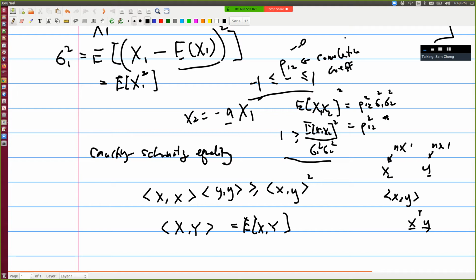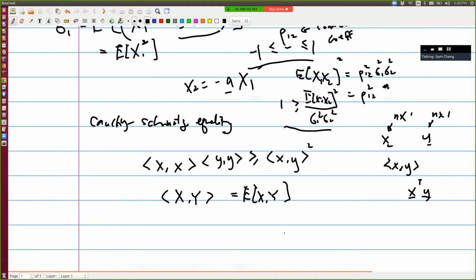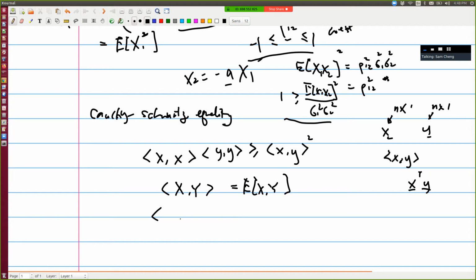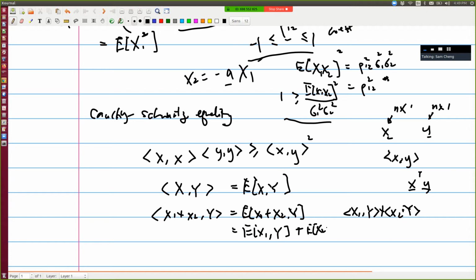And of course, how can I make sure this is something valid? I just need to show several things. I want to make sure that it's linear: if I have x1 plus x2 with y, then hopefully I will have x1 y plus x2 y. This is very easy to show, because the expectation is linear, so it's x1 y plus x2 y.